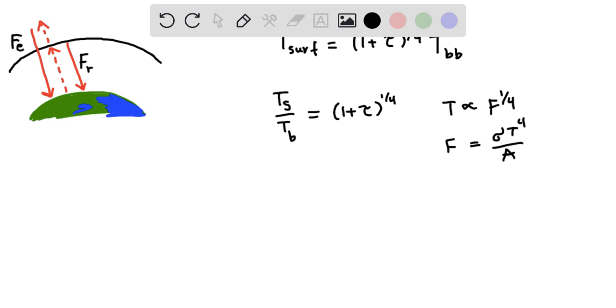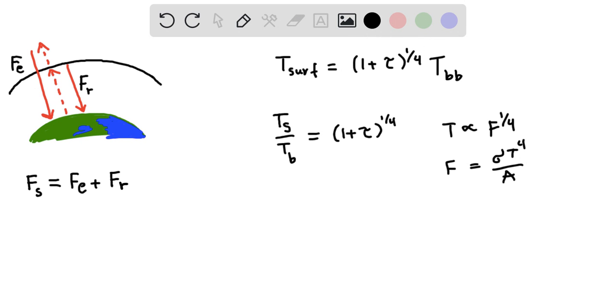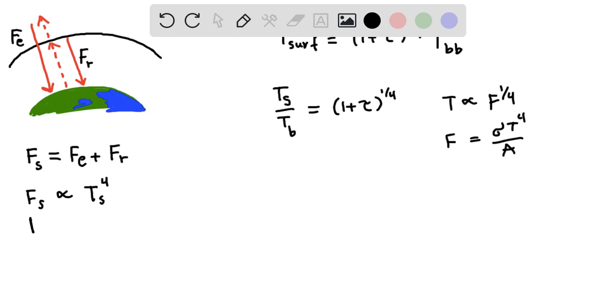All right, so the total flux that the surface will receive, which I will call F sub S, the surface flux, is equal to the initial emitted flux plus the reflected flux. Since we're looking for something which involves the surface flux and the blackbody flux, let's try to solve for the surface flux, since we know that will be proportional, and then also the blackbody flux. The surface flux is also going to be proportional to the blackbody temperature to the 4th power, and the blackbody flux is just proportional to the blackbody temperature to the 4th.